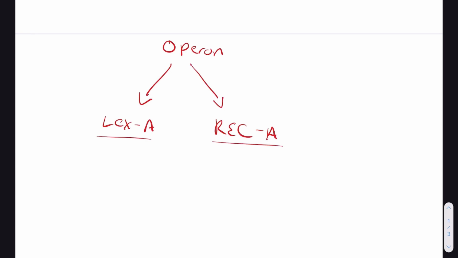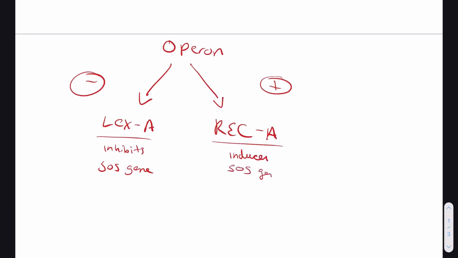Now to understand this, LexA is a repressor. LexA is a repressor of the SOS operon. So in other words, it's going to end up inhibiting the SOS gene from expressing. Whereas RecA is an inducer. So this is going to be the inducer for the SOS operon, for the SOS gene. And in other words, it leads to the expression of the SOS gene. So now let's take a look at how this all comes together.